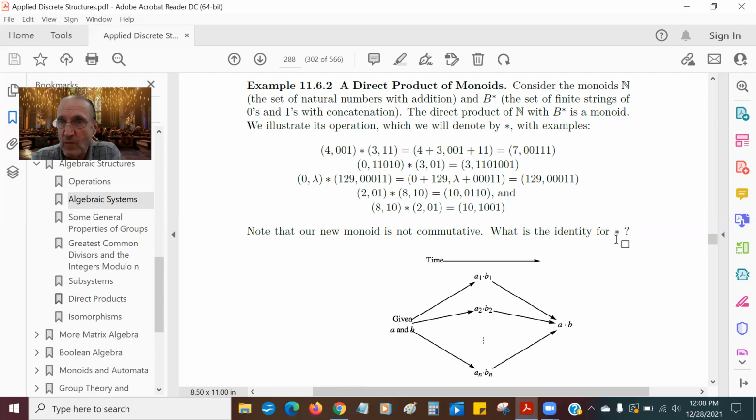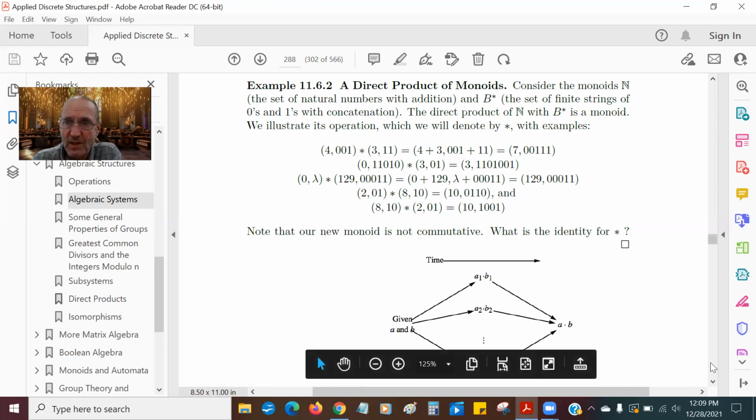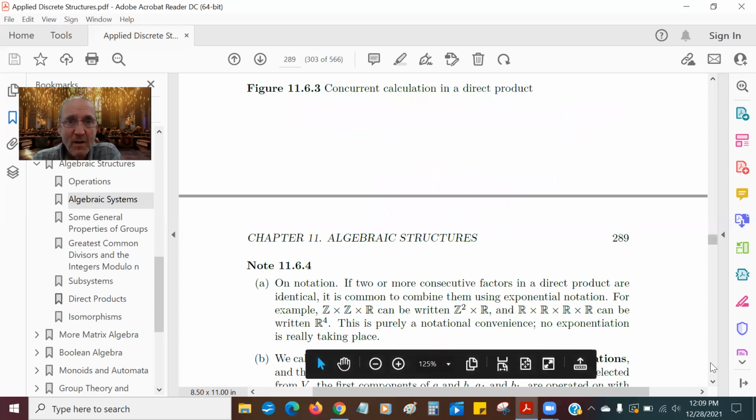What is the identity? Well, the identity is just going to be 0 comma gamma. And that's pretty obvious. And that, my friend, is an example of a direct product. So this monstrosity here is a direct product. Alrighty.